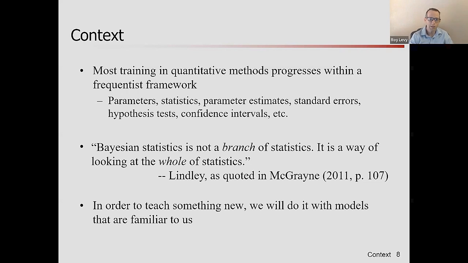In order to teach us something new, Bayesian stuff, we will spend most of our time doing it with models and situations that are familiar to us. We're going to start pretty simple with a single variable and then a two variable normal distribution, and build our way up to regression models.